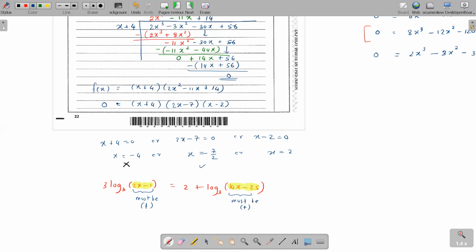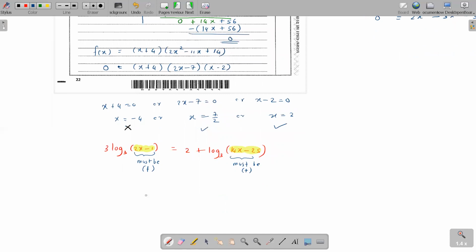So for x equals 7 over 2 and x equals 2, these two figures are positive, while for x equals minus 4 it's negative. Therefore, your final solutions for x are x equals 7 over 2 and x equals 2. So these are your two solutions. You must reject the solution x equals minus 4.